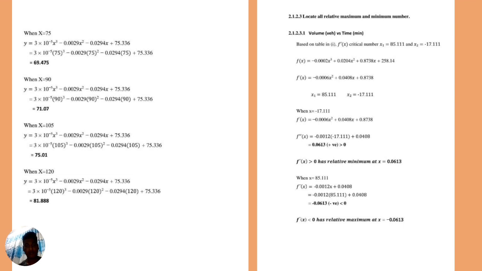Then, locate all relative maximum and minimum numbers. For volume versus time, when you have the critical number x value, you substitute it into f prime x, and you'll see whether the result is more than 0 or less than 0. When it is less than 0, we say there is a relative maximum at that x. When it is more than 0, we say it is a relative minimum. So here we go, the values.